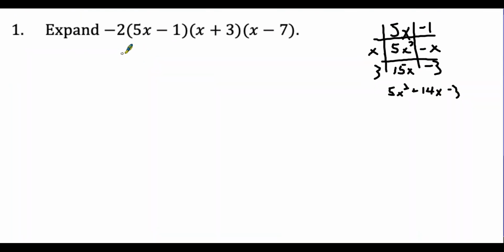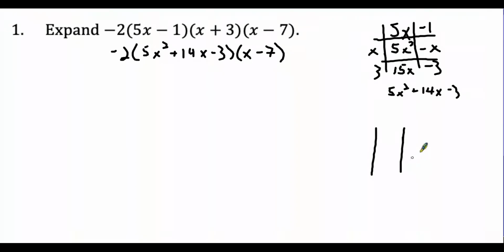Okay, so at this step, what we've determined is I can rewrite my original polynomial as negative 2 times, now we just multiplied these two together and got 5x squared plus 14x minus 3, and then we still have this x minus 7. So now I want to take this second degree polynomial and multiply it by my last factor. So I'll come over here and set up another box to organize that, this time a 3 by 2 box. So 5x squared, 14x, negative 3, times x minus 7.